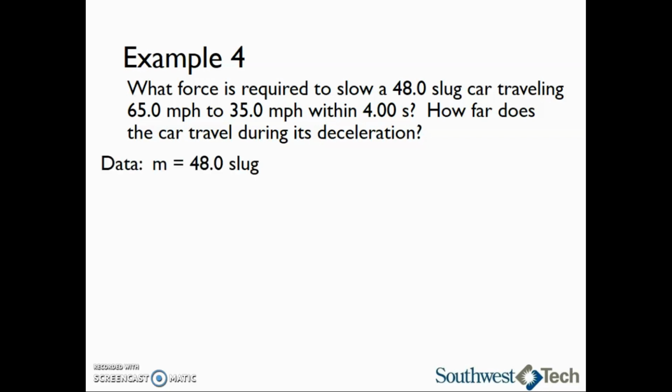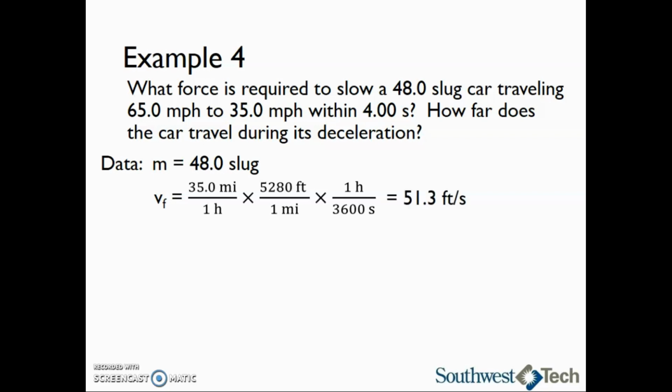We know the mass of the car is 48.0 slugs. We also know the final velocity is 35 miles per hour. However, in order to calculate the force, we need the velocity to have units of feet per second, so we will go through a quick unit conversion. We will write 35 miles as a fraction over 1 hour. Then we will convert miles to feet by using the conversion factor that 5,280 feet are in 1 mile. And then we will convert hours to seconds by using the conversion factor 1 hour is equal to 3,600 seconds. This gives us a final velocity of 51.3 feet per second.